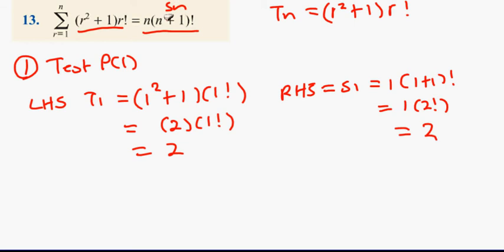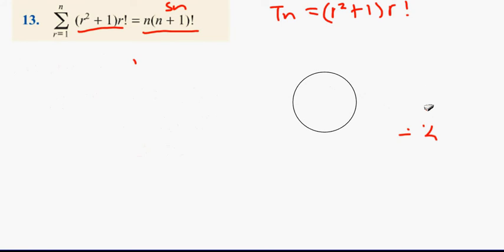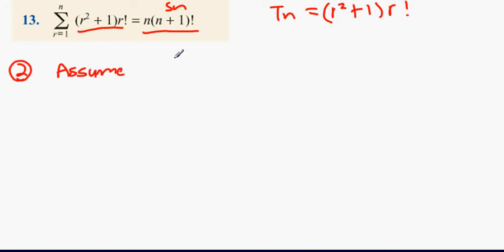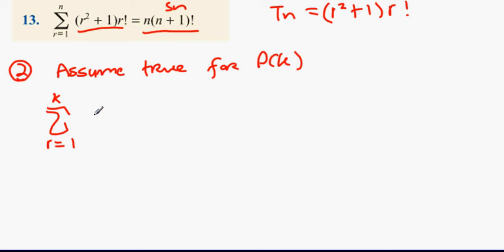Once you've done that, we're going to try and prove this by assuming true for P of k. So part 2, assume true for P of k. When you assume true for P of k, we're going to replace n with k. So the sum from r equals 1 to k of r squared plus 1 times r factorial is going to equal n into n plus 1 factorial, and we replace n with k, so it's actually k here.